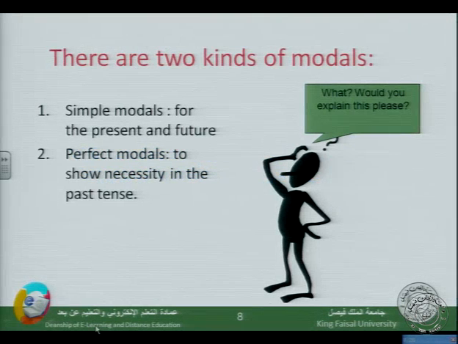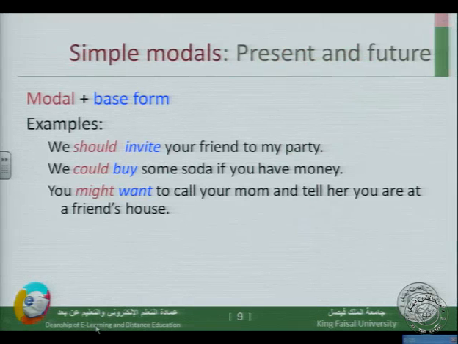There are two kinds of modals. What are they? I'm going to explain to you what they are, okay? We have simple modals. Simple modals are used for present and future tenses. Perfect modals show necessity in the past tense. Okay, can you explain to me? Okay, let us go and explain it to you. Simple modals, we said, are future and present.